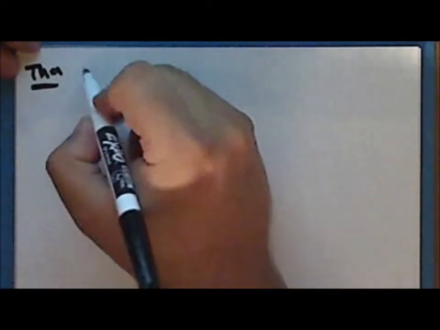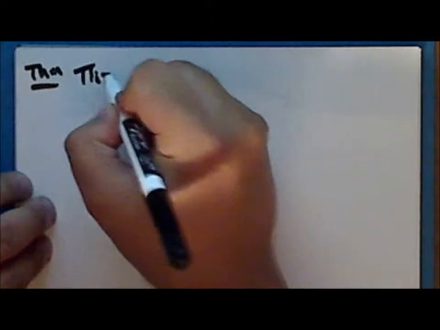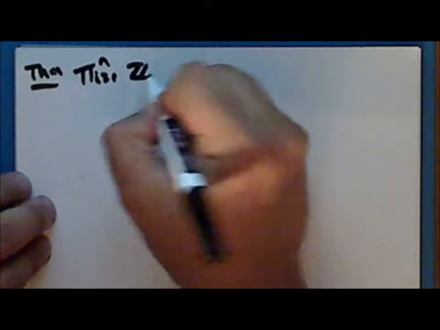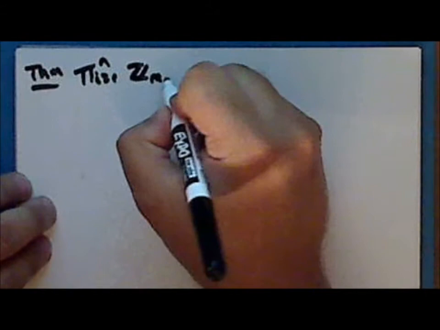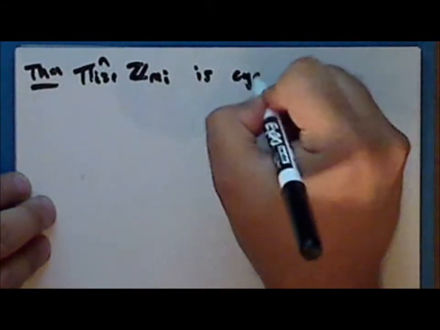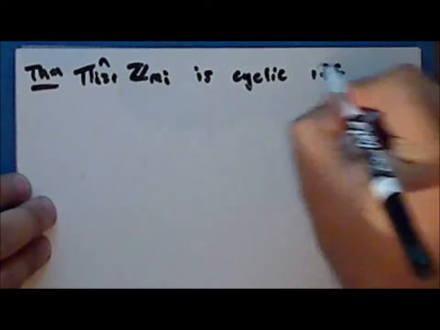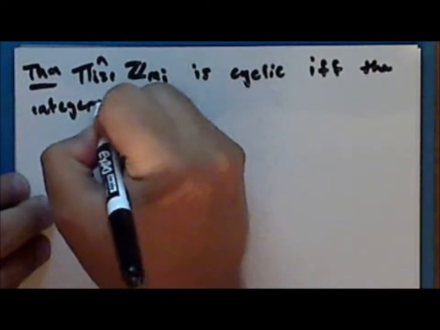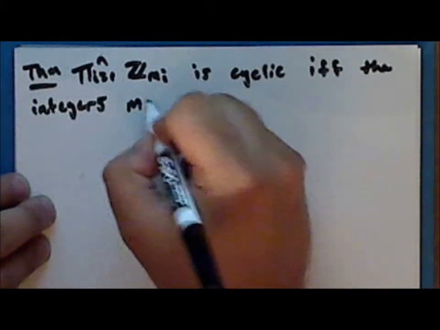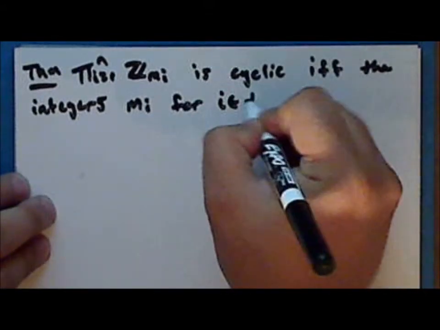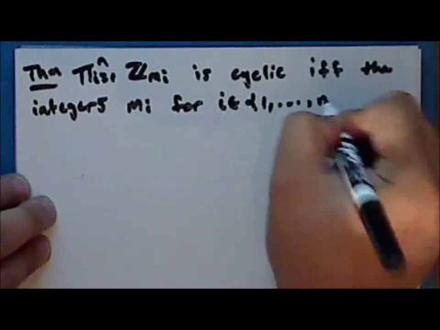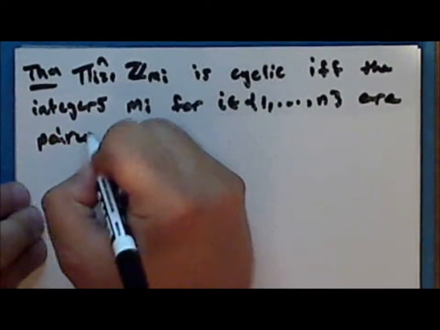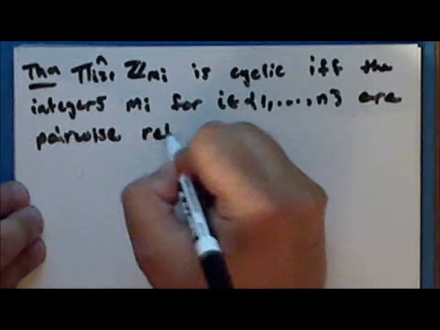So now we can use the lemma to prove the following theorem. The direct product of integers modulo m sub I is cyclic if and only if the integers m sub I, for I in the range from 1 to n, are pairwise relatively prime.